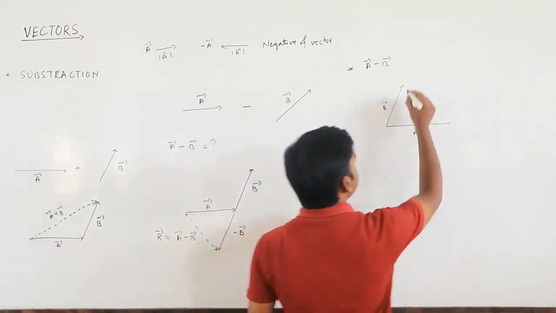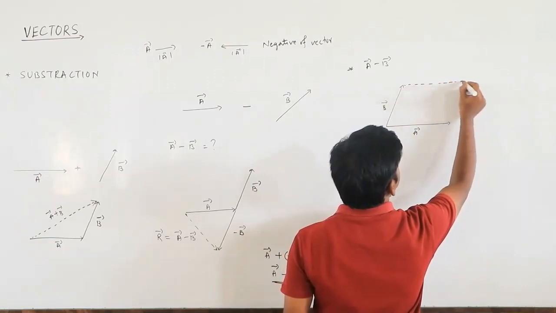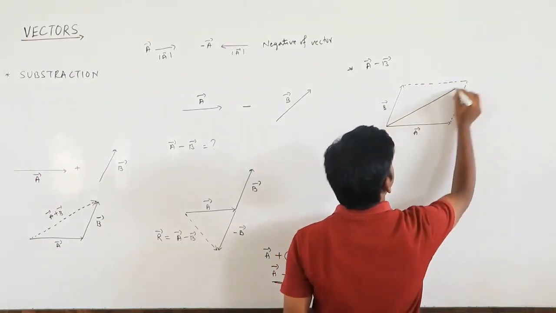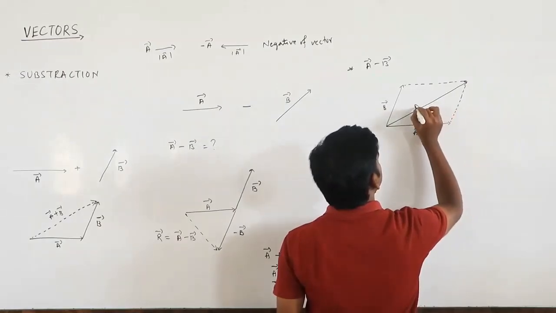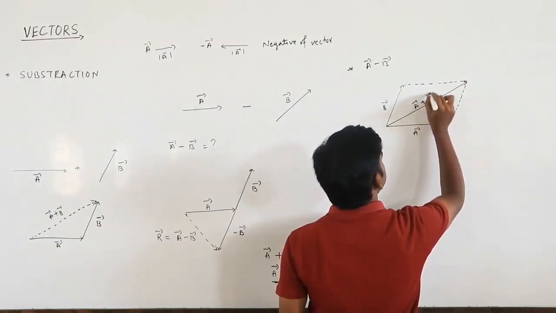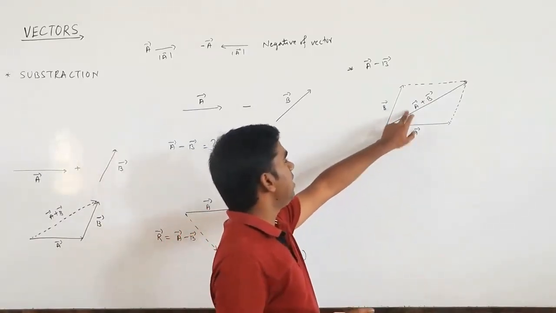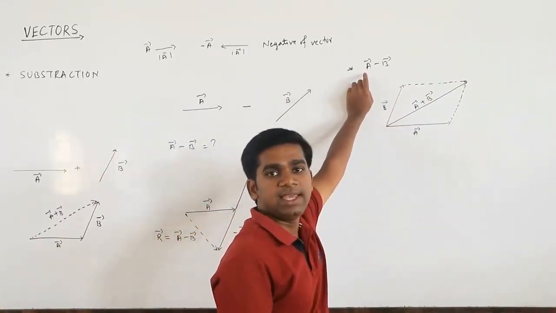So how can we do that? We just take it here and it will become a parallelogram. This is going to be vector A plus vector B. Okay, so this is addition. But you don't want A plus B. What you need is A minus B.